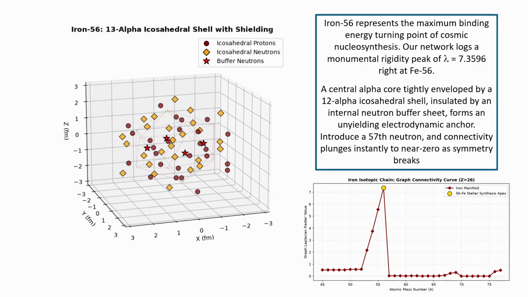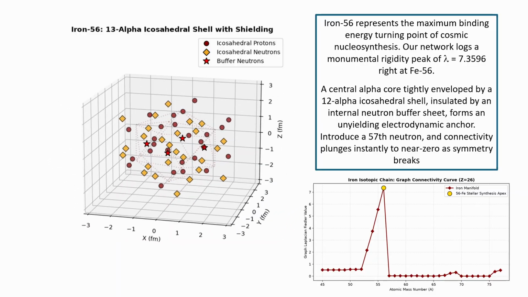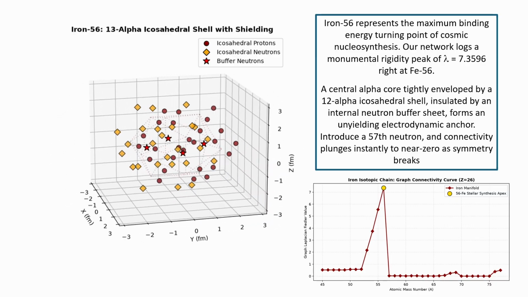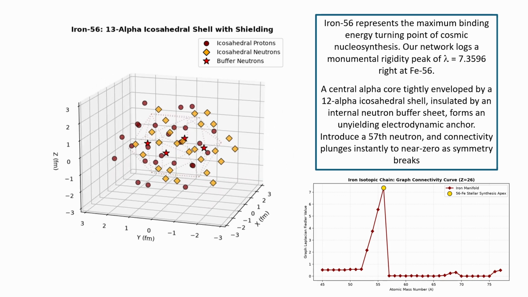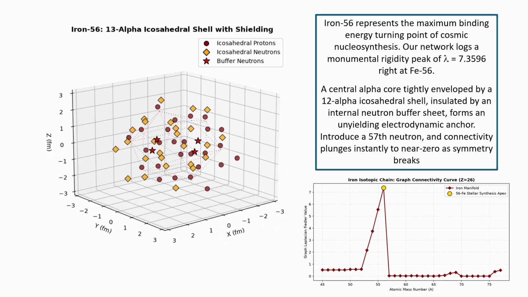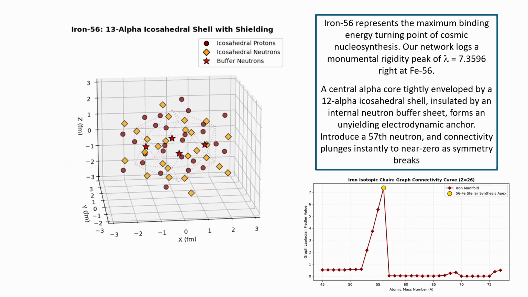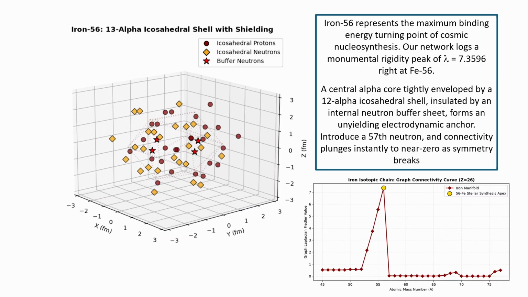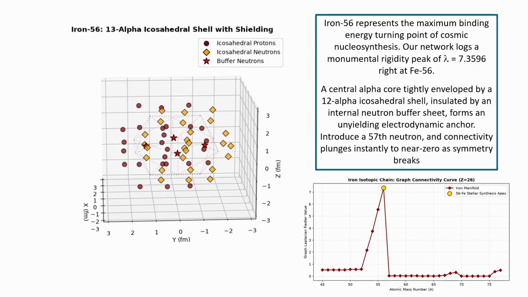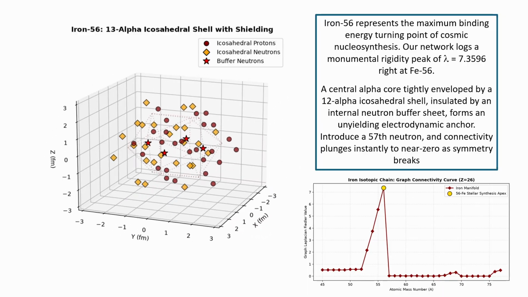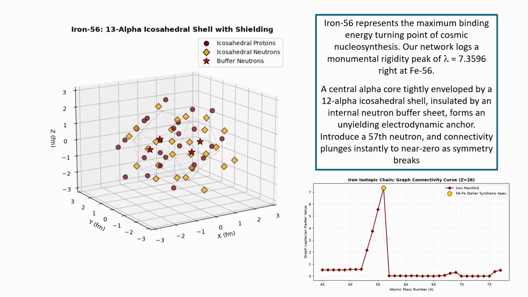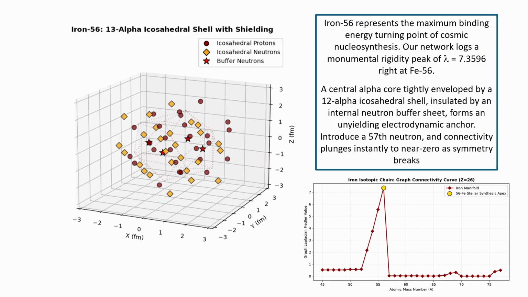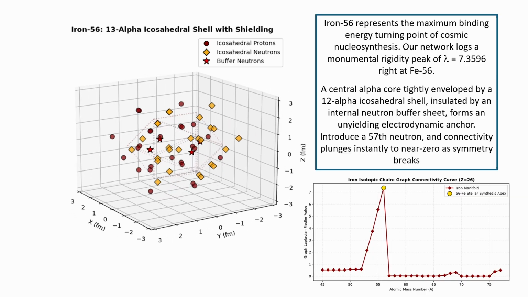Iron, next element, it's very, very nice. We all know that it's the maximum binding energy turning point that you have in cosmic nucleosynthesis. All becomes iron. Fusion reactions that turn lighter isotopes or nucleons into heavier elements beyond iron start consuming more energy rather than producing it.